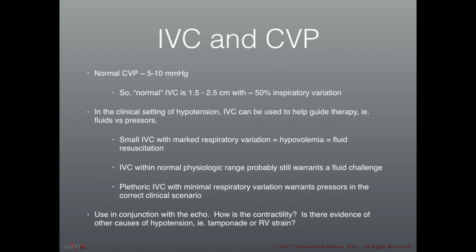Well, if your normal central venous pressure is 5 to 10 millimeters of mercury, and the normal IVC is roughly 1.5 to 2.5 centimeters with 50% respiratory variation, or as we mentioned before, 25 to 75% respiratory variation, then we can use that data somewhat to help guide our management of hypotension when we want to decide if the patient needs more fluids or if they might need to be started on pressors.